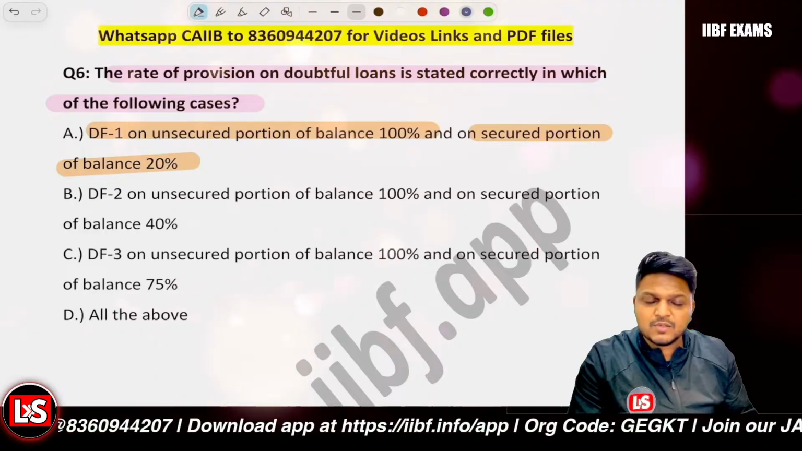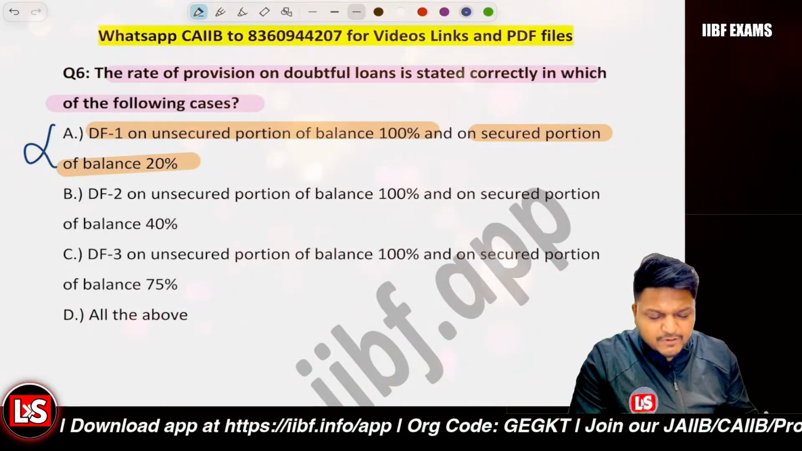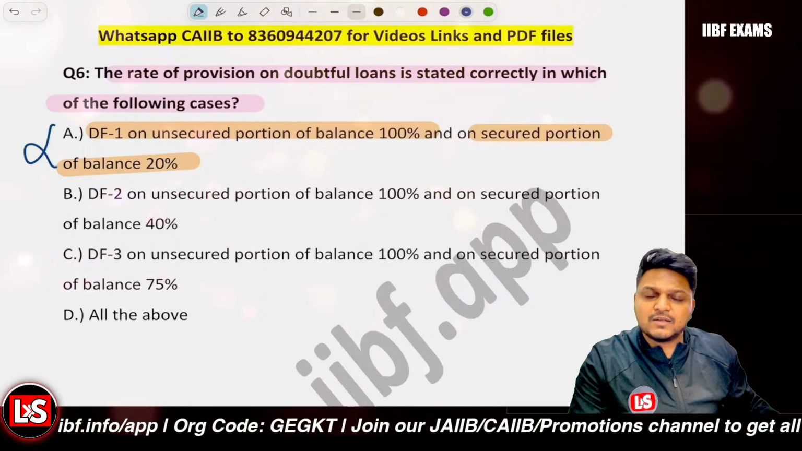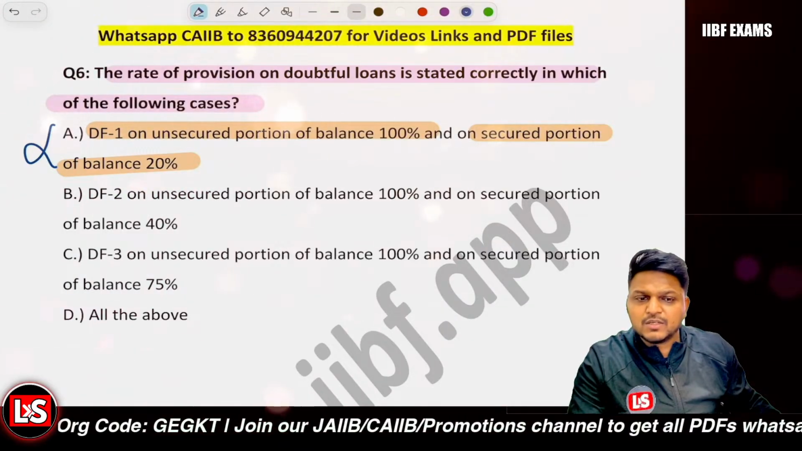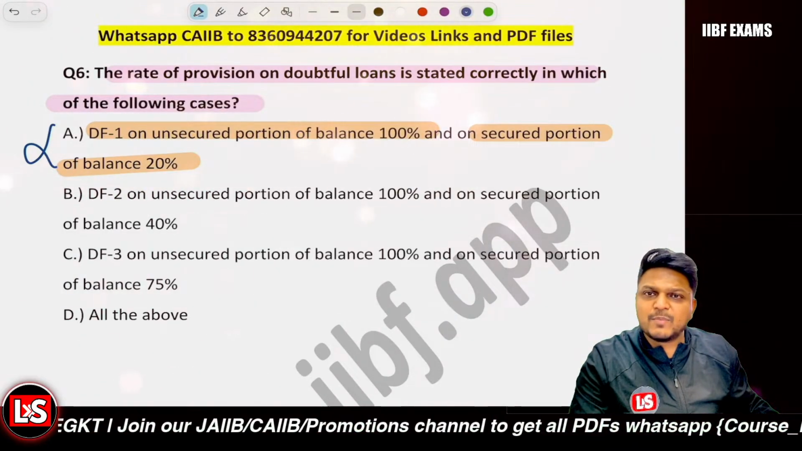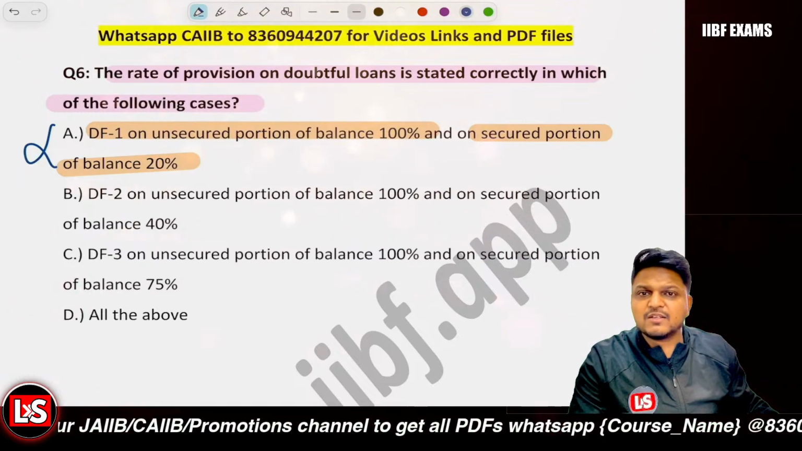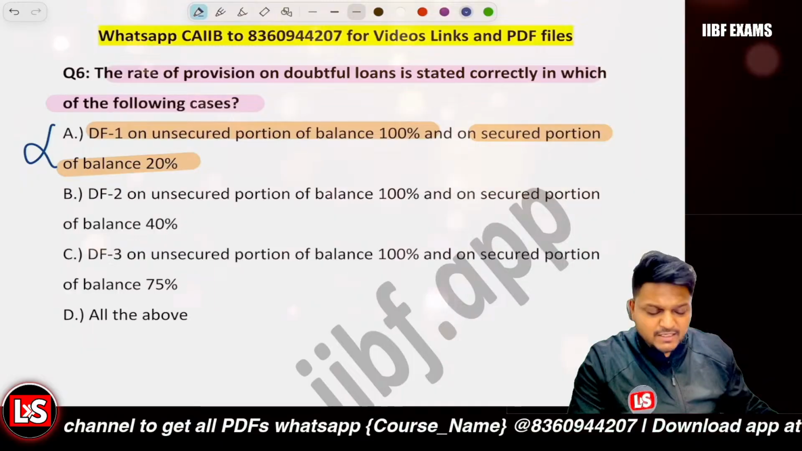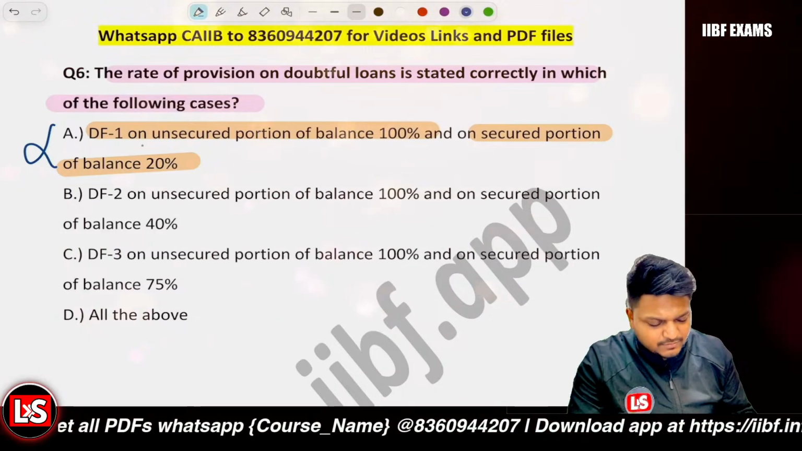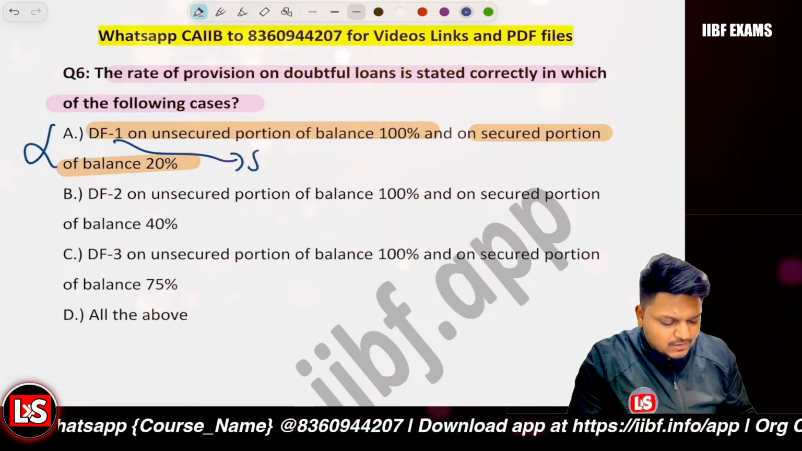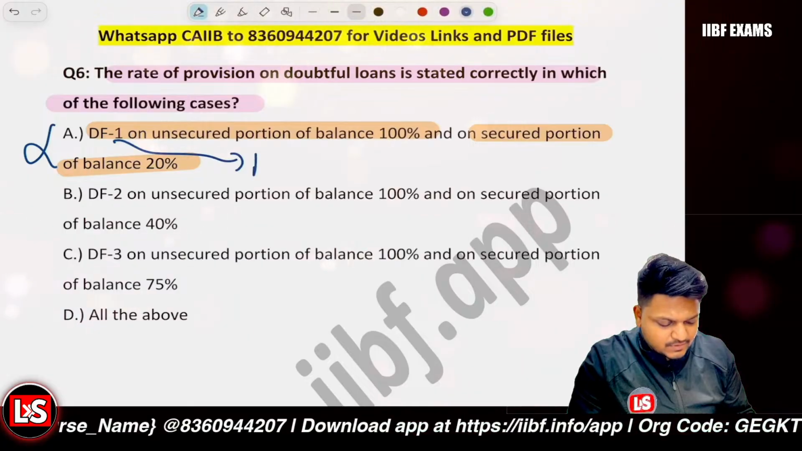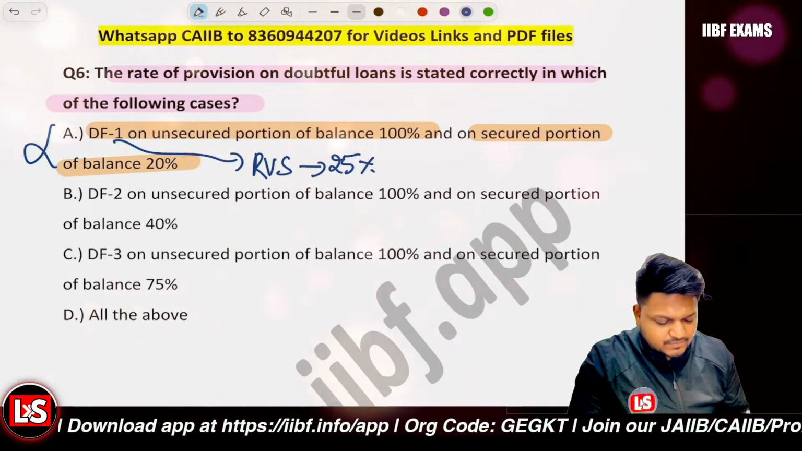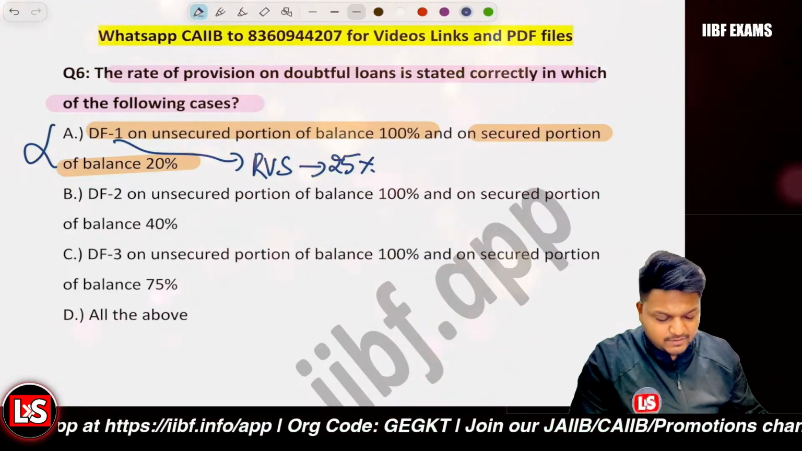Is it correct? No. For all the doubtful categories, DF1, DF2, DF3, for the unsecured portion, where there is a shortfall in security, it is 100%. But for the realizable value of security for DF1, it is 25%. So option A is incorrect.